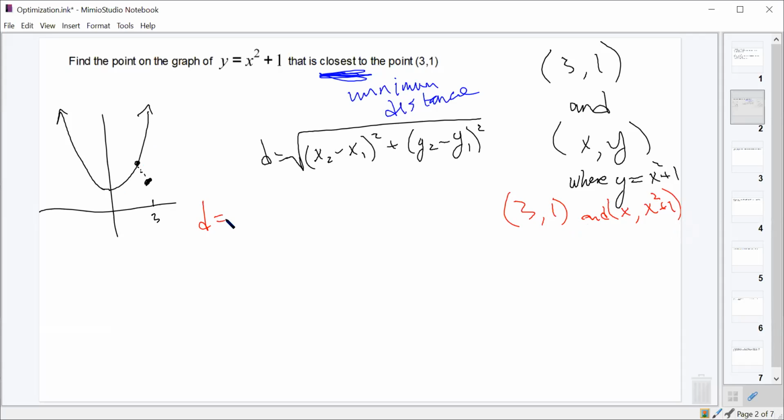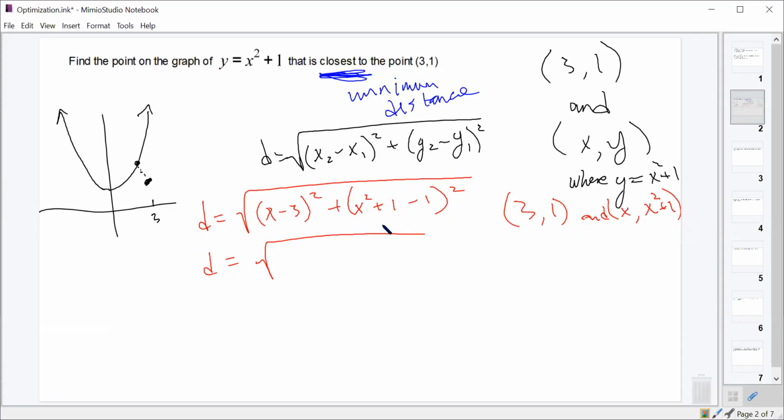So our distance formula should be the square root of (x minus 3) squared plus (x squared plus 1 minus 1) squared. What does that come out to be? The distance should be the square root of, this one we can expand out easily enough. This one is just x squared squared, so x to the 4th, plus x squared minus 6x plus 9. Everybody good with that? Any questions there?